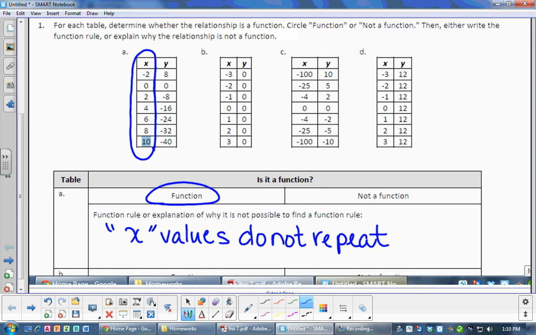You will continue to model this same example that I've given to you for B, C, and D. If you happen to have your x values repeat, then your explanation would be the x values do repeat, therefore it is not a function, and you would circle not a function on the top.